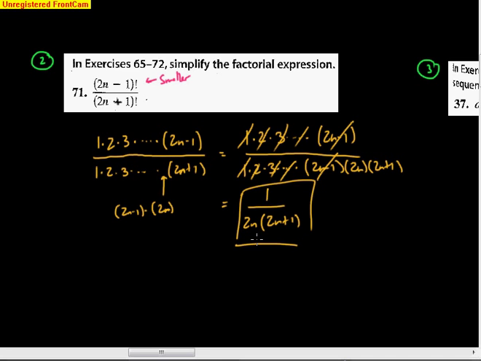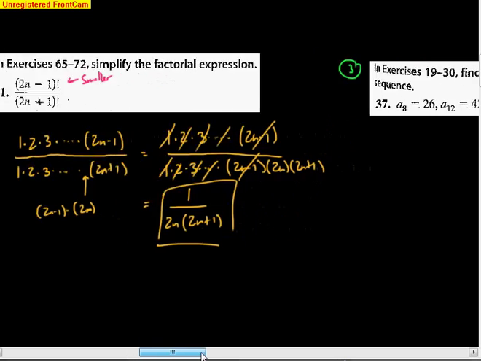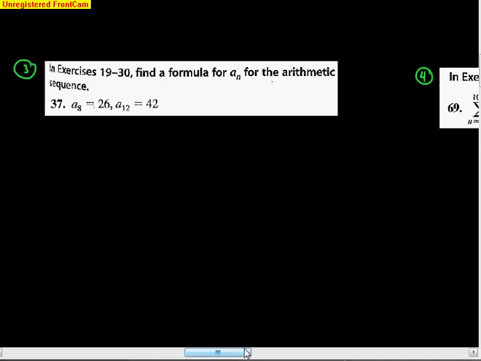Okay, so there you go. Next, 3. Find a formula for a sub n for the arithmetic sequence. Okay? So for arithmetic, I know I'm going to have to use this formula. A sub n equals a sub 1 plus n minus 1 times the common difference.